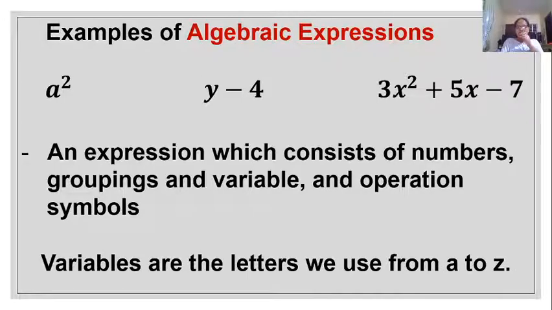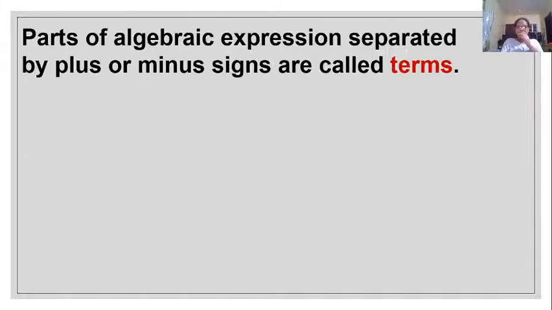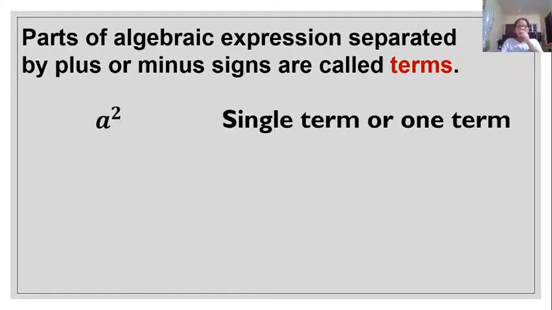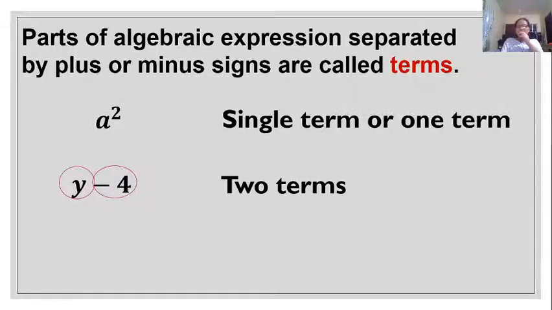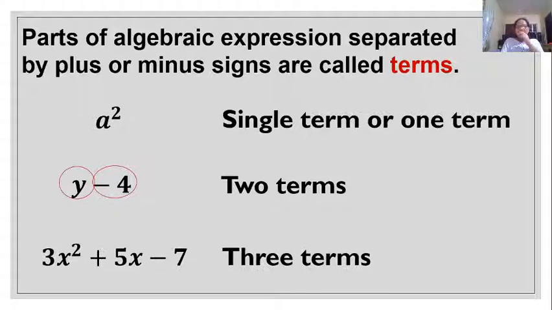Variables are the letters we use from A to Z. Parts of algebraic expressions separated by plus or minus signs are called terms. For example, a squared is a single term or one-term algebraic expression. y minus 4 has two terms. y and negative 4 are the two terms. 3x squared plus 5x minus 7 has three terms, which include 3x squared, 5x, and negative 7.